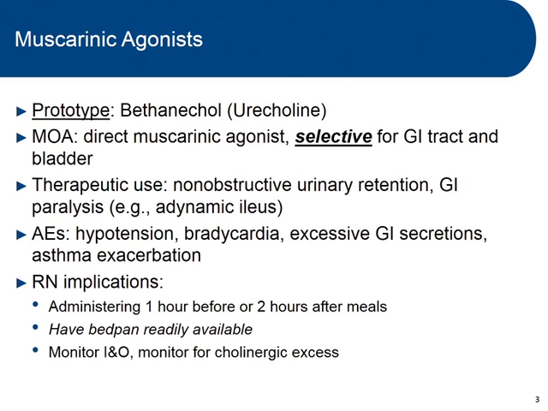For the muscarinic agonist, Bethanechol is the prototype. This drug acts by directly stimulating muscarinic receptors. Now, this particular muscarinic agonist, Bethanechol, is more selective for the muscarinic receptors in the GI tract and the bladder, as opposed to muscarinic receptors that are located in other places.